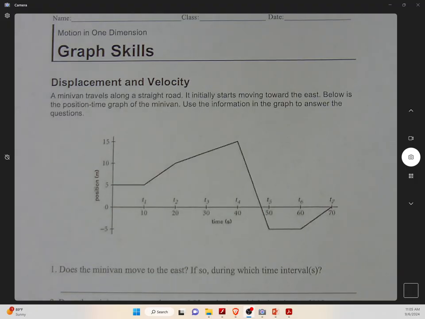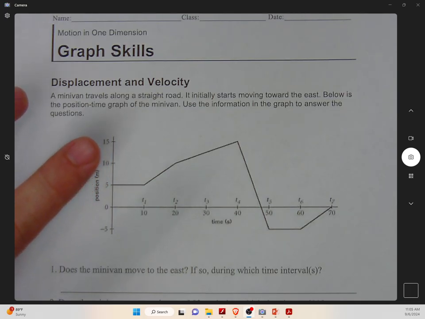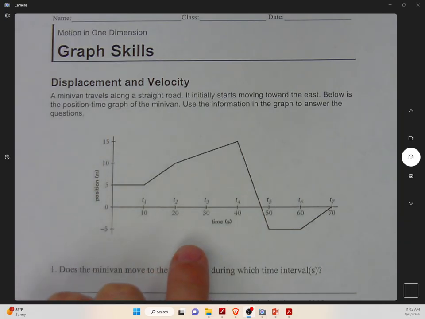It initially starts moving toward the east. And so the initial movement is east. Now, on this graph, which way is east on the graph? Up. Okay. The position, right? Position is on the y-axis here. The x-axis is time. Okay. And we'll get to this as we go. So, use the information in the graph to answer the questions below.